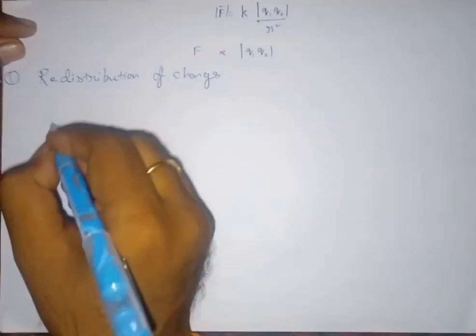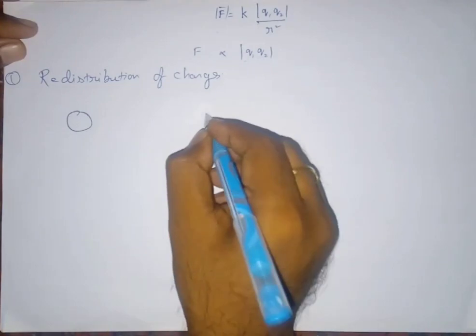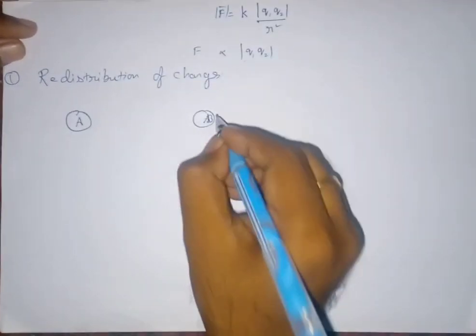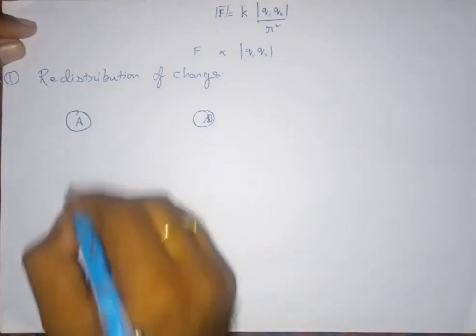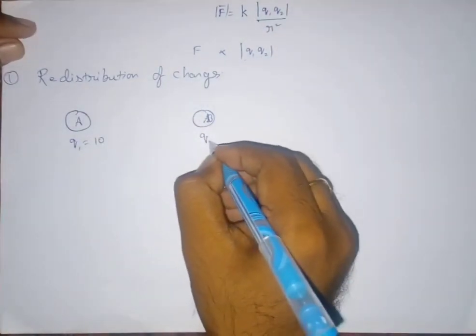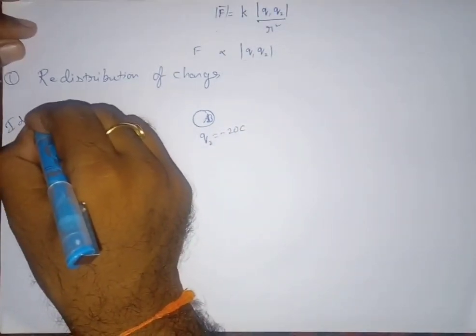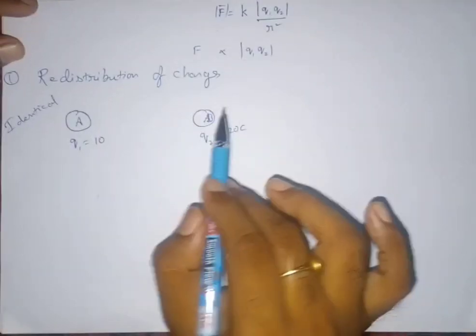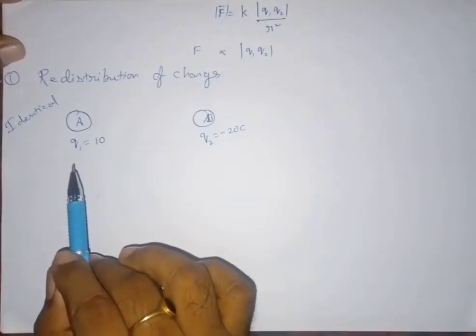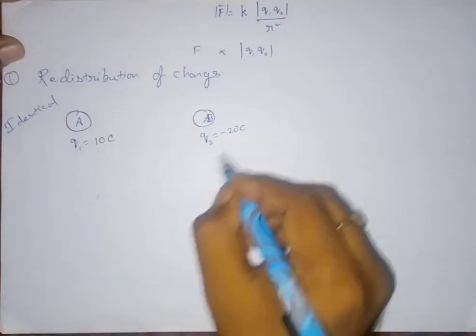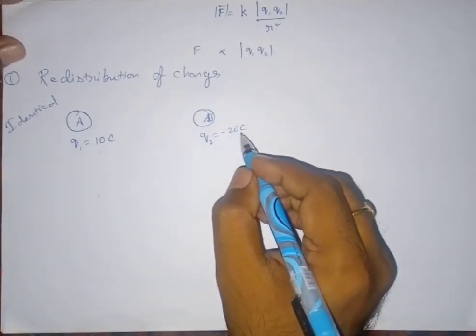So let me take two bodies here, of course they are identical in nature and dimensions, A and B. The first body is having a charge of 10 coulombs. The second body is having a charge of minus 20 coulombs. Identical only in the aspect of the nature and the size, but not in terms of charge. So one of them is having 10 coulombs of charge, the other one is having minus 20 coulombs of charge.